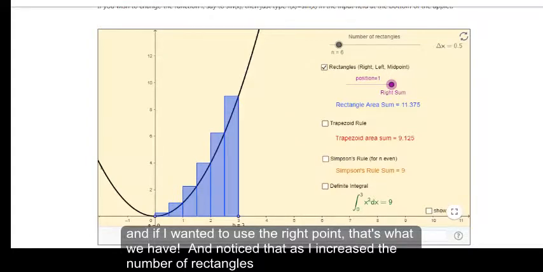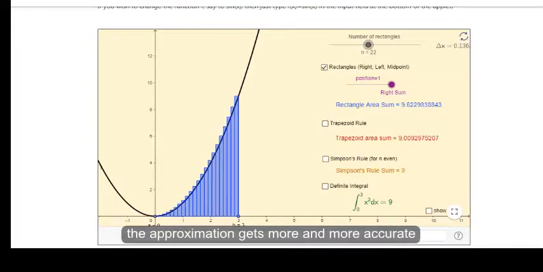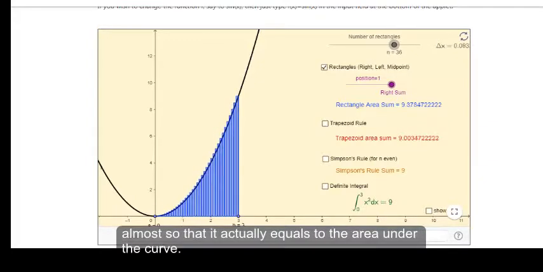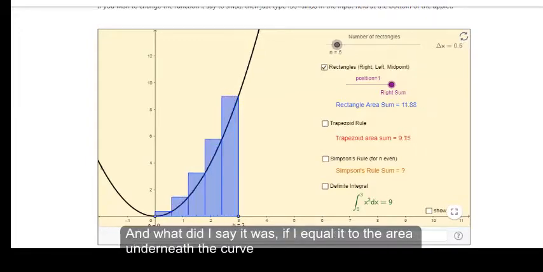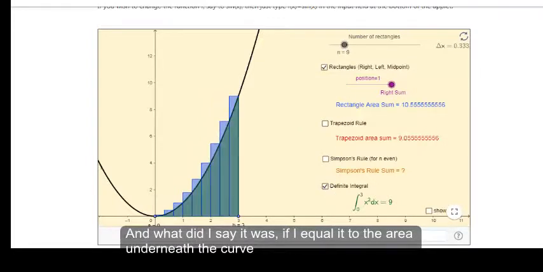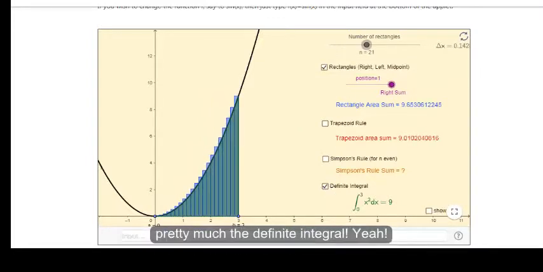And notice that as I increase the number of rectangles, the approximation gets more and more accurate. Almost so that it actually equals the area under the curve. And what did I say it was if I equaled it to the area underneath the curve? Pretty much the definite integral.